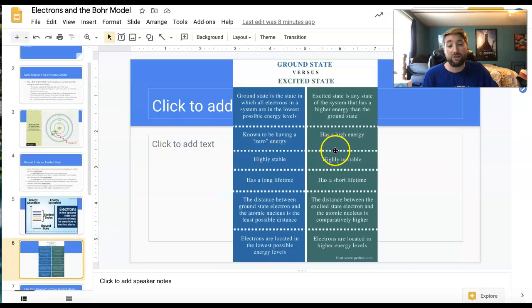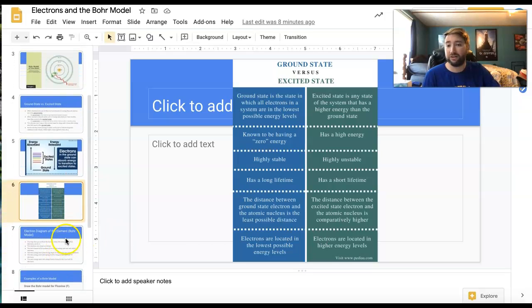This next one here is also showing you the ground state versus the excited state. The ground state is the normal state that it's normally at, known to have zero energy, compared to this excited state over here. This one is highly unstable, and when I say unstable, I mean that it can't stay there forever. It has to fall back to its ground state. The least possible distance is the distance from the ground state to the atomic nucleus, and electrons that have higher energy are located further away from the nucleus.